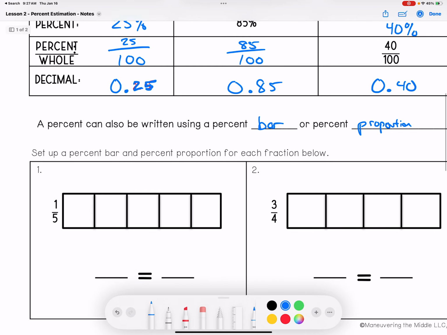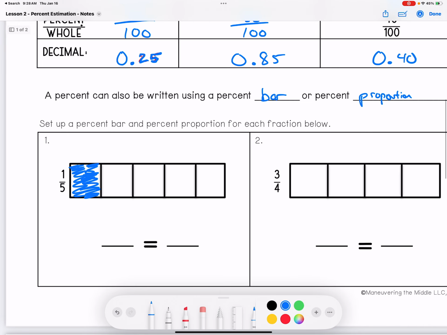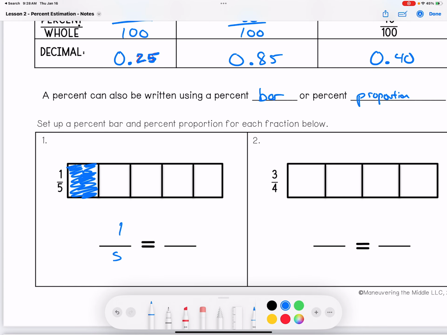All right, so we're going to set up a percent bar and a percent proportion for each of the fractions below. This fraction is 1/5, so we're going to color in 1 of the 5ths. They already have the 5ths marked off for us. Okay? So 1/5. What is that going to be as a percentage? So go ahead and make sure you put that at the top. It's 1/5.